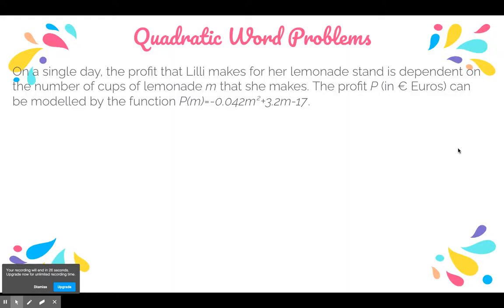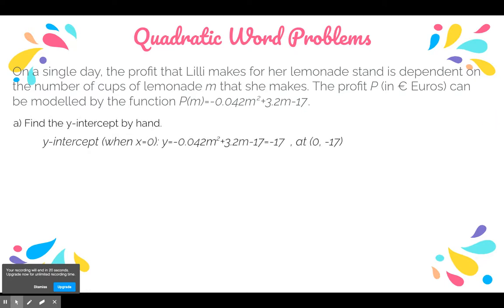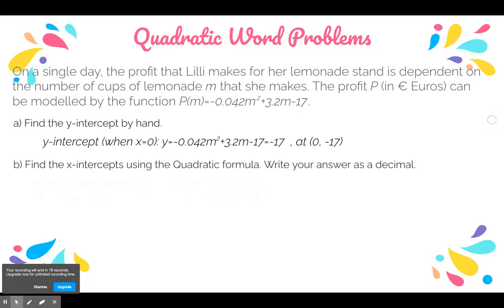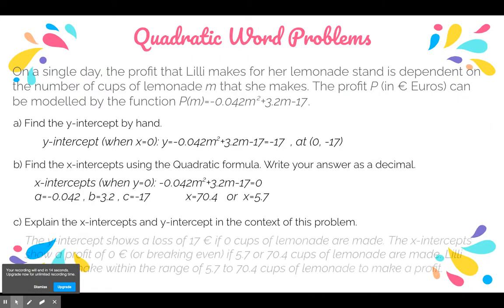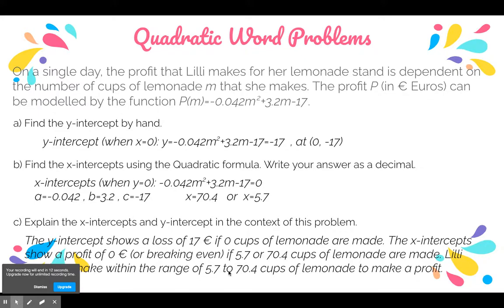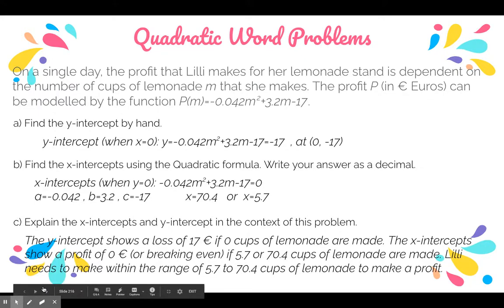Last question, Lily is selling lemonade. She needs to make a certain amount to get a profit. So I'm going to find the y-intercept by hand with substitution. I'm going to find the x-intercepts using the quadratic formula, just like the last problem. And then I'm going to explain it in the context of the problem. So you can see that the y-intercept shows a loss of 17 euros if 0 cups are made.